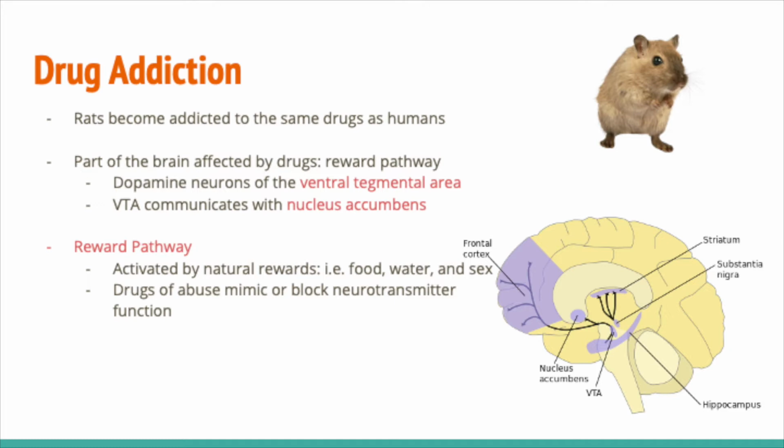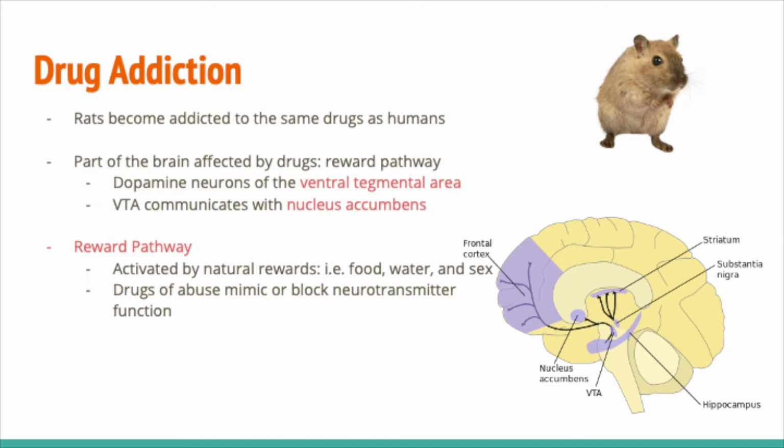Another thing that we learned is how the ventral tegmental area communicates with the nucleus accumbens to enhance the reward pathway in these mice. Just by studying these mice, we learned a lot about the reward pathway and how it's activated by natural rewards like food, water, and sex.